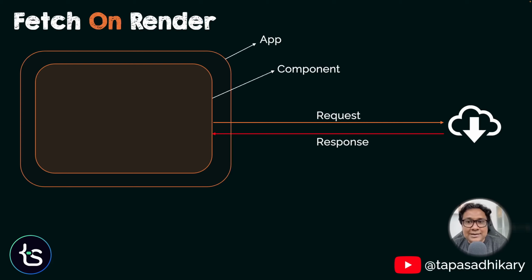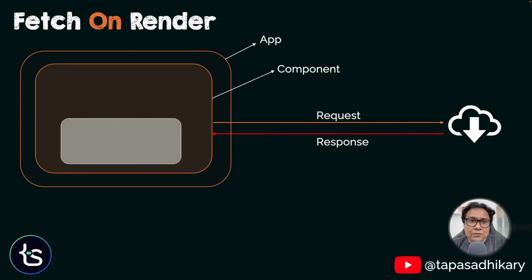The problem is, think about a case where you have a child component over here. Now the child component is also making a network call. The child component is also making an asynchronous call. So in that case, the child component's rendering won't come at all until the parent component's request and response finishes. So first the parent component's request happens, the response comes, the parent component renders, then the child component comes into picture.